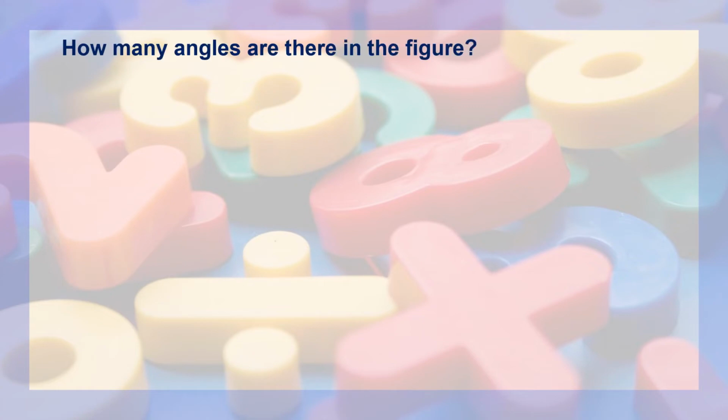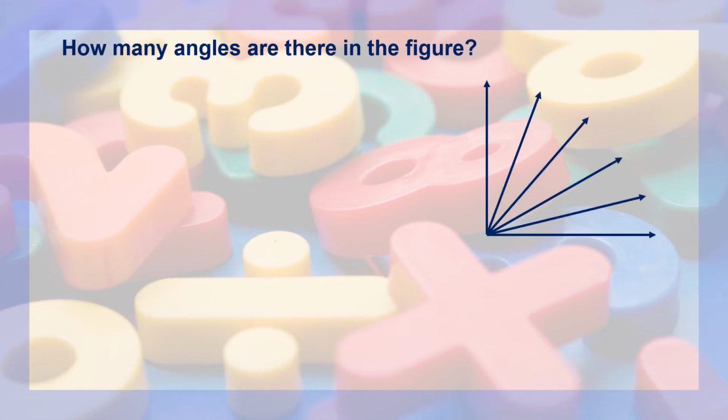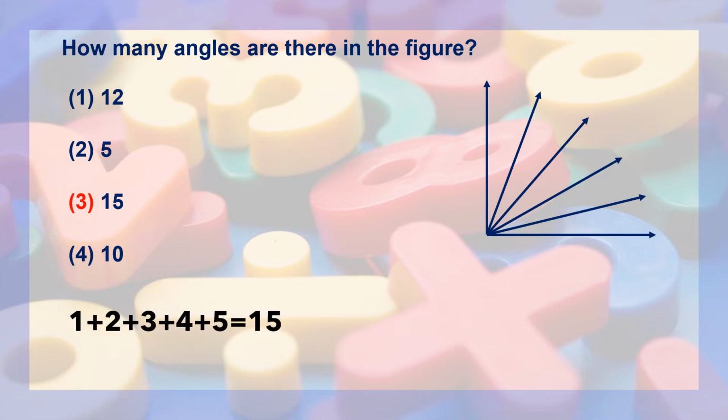How many angles are there in the figure? Again, here you have the same type of question. Your angles are given to you. You have to see how many angles are there in the figure. Now you have to simply add them. 1 plus 2 plus 3 plus 4 plus 5 is equal to 15. So option number 3 is 15 and you get the correct answer.